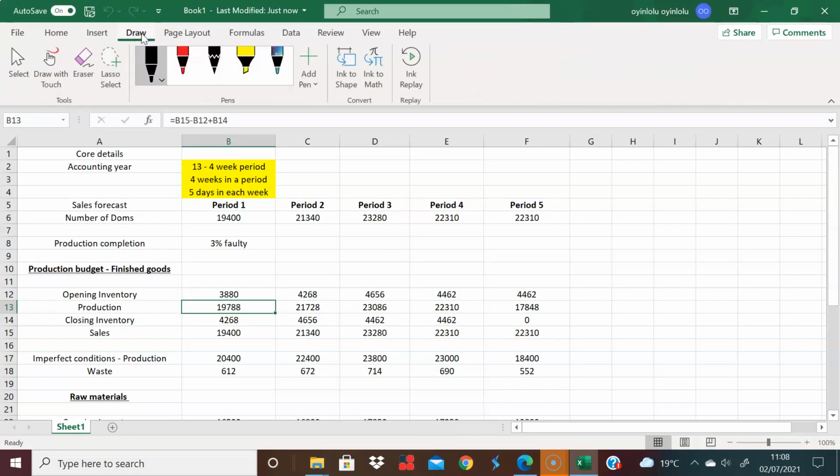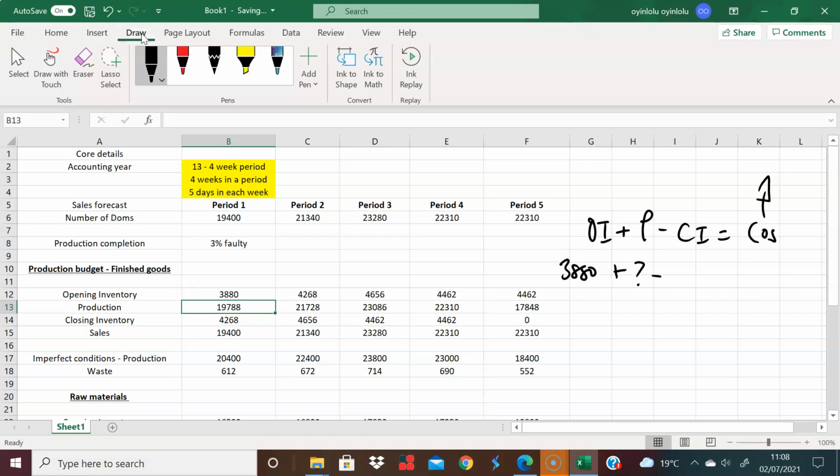What you see me trying to do there is to say that the other way of doing this, again, the standard way, is opening inventory plus production minus closing inventory is equal to cost of sales, which is what you're selling. That's what's actually going out. So really, I know what this is. From a formulaic point of view, 3880 plus P, which I'm trying to work out, minus the closing inventory, which I've worked out being 4 days of 20 days of the next period, 4268, is equal to 19,400. What is P? If you do all this and rearrange the equation, you will find that P is 19,788.